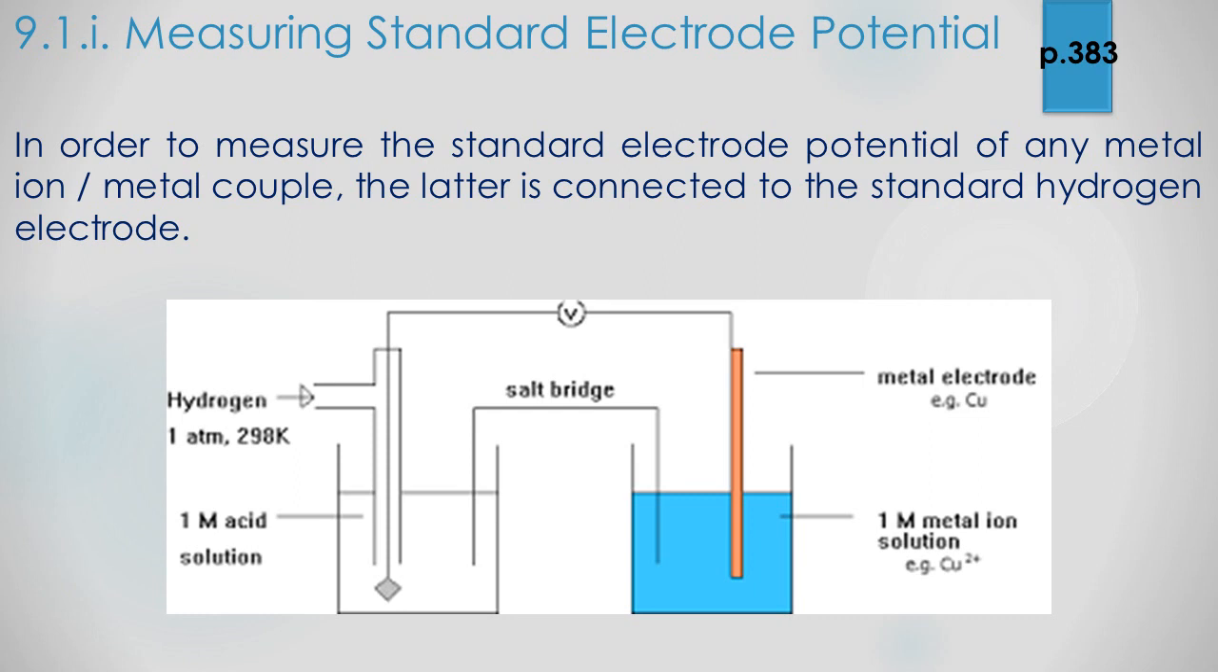The two half cells are connected via a salt bridge that contains KNO3 or any other electrolyte, and the two electrodes are connected using wires to a voltmeter. The electrode in the hydrogen half cell is platinum.